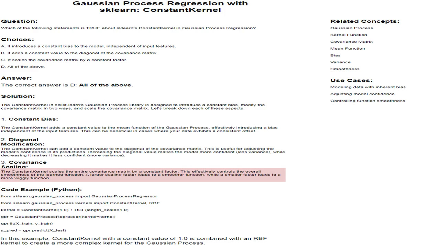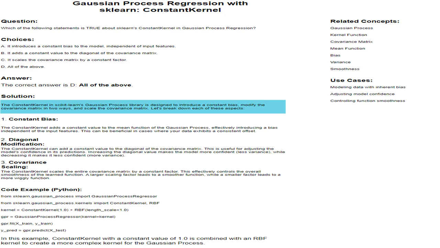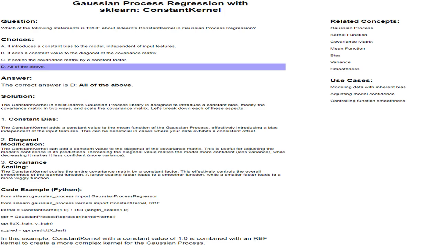This statement is true. All the above statements about the constant kernel in sklearn's Gaussian process regression are true. The constant kernel in sklearn's Gaussian process library is designed to introduce a constant bias, modify the covariance matrix in two ways, and scale the covariance matrix. D. All of the above.